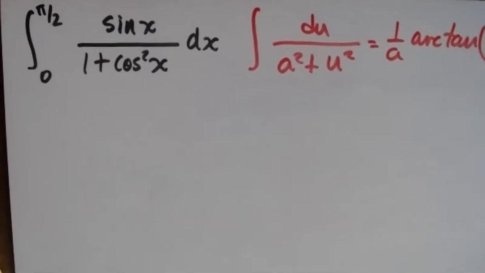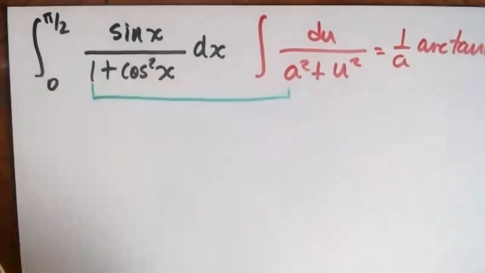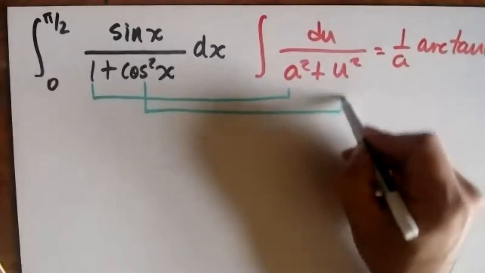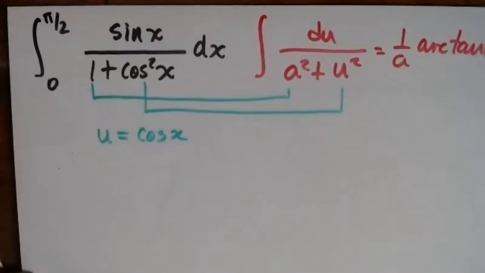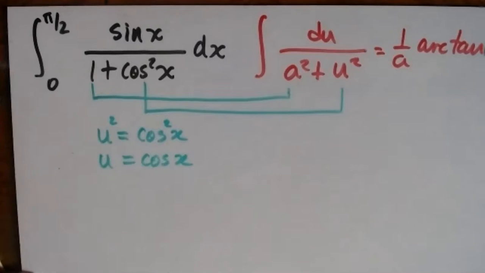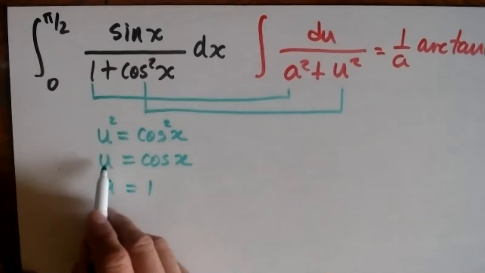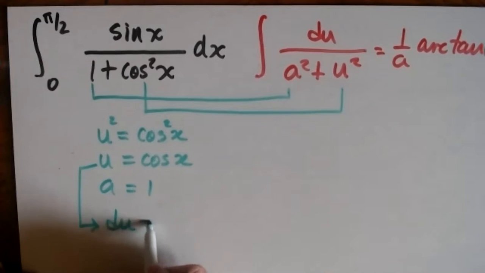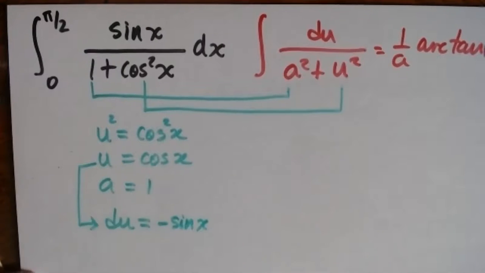Okay, well, let's match the thing. So let's begin here. So I have a constant, this is a constant. I have this one, so it's matching this one. So I have u squared equals cosine squared x, so u equals cosine x. So you square root both sides. Then a squared is 1, so a equals 1. Now, according with this one, from here I have du equals derivative of cosine, negative sine times dx. So the differential of this is the derivative of this times dx.